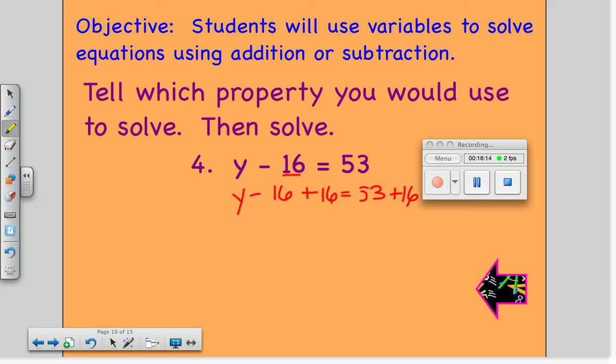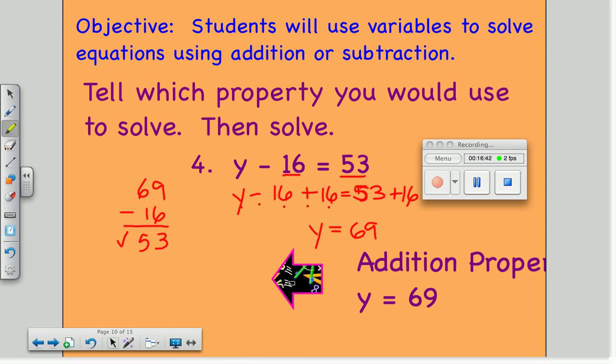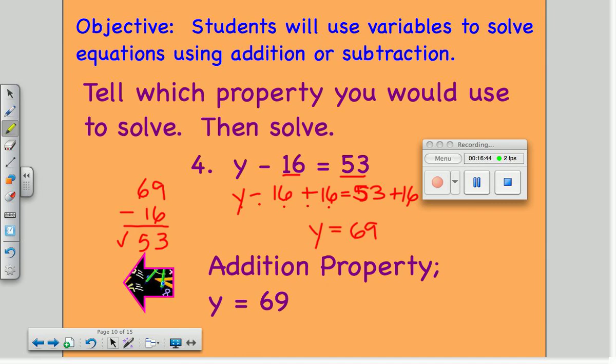Should be equals. Okay? So y minus 16 plus 16 is just y when you combine like terms. 53 plus 16 is 69. Replace 69 in the equation. So 69 minus 16 should be 53, and it checks. It is 53. So you use the addition property, and you got 69.